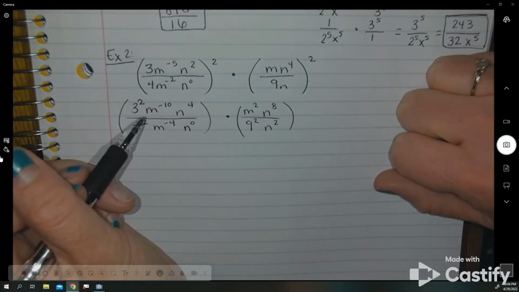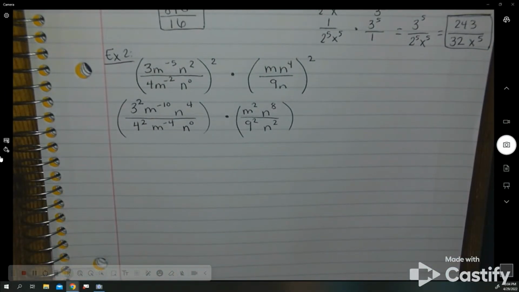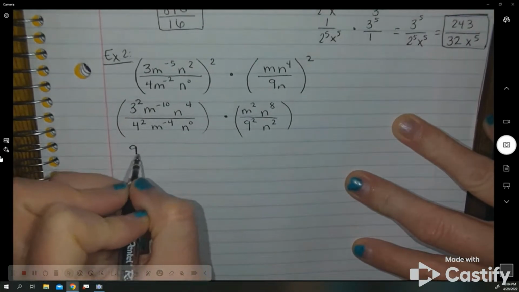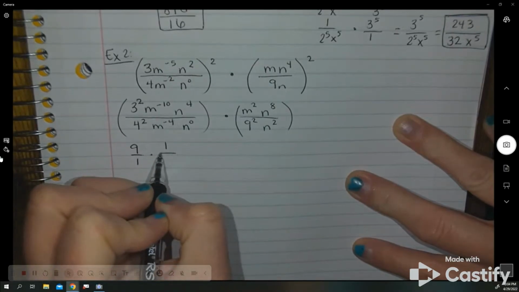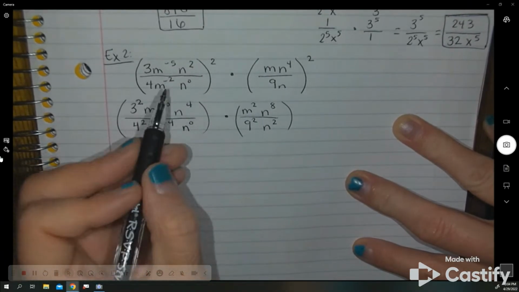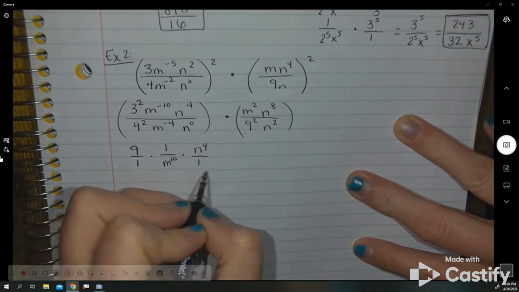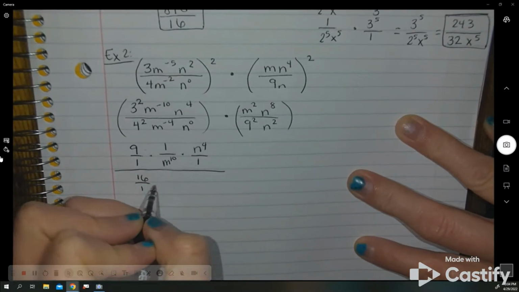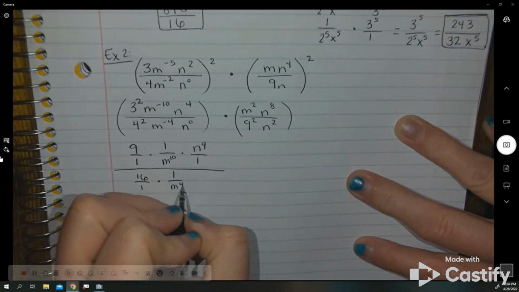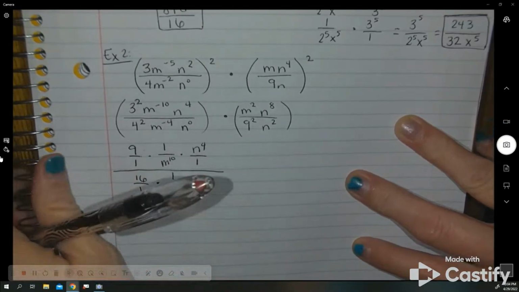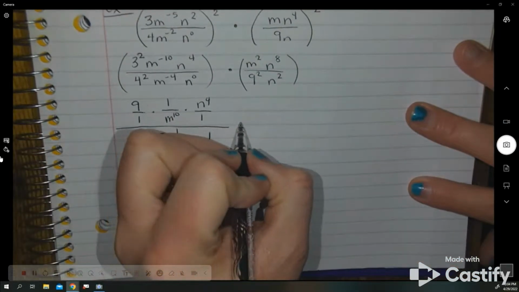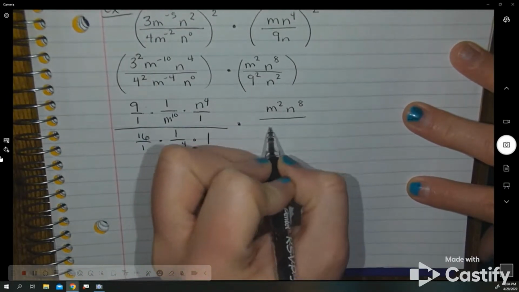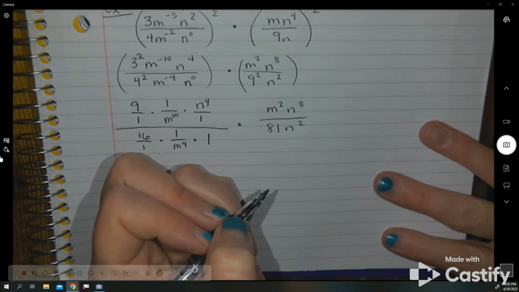Over here, because we've got some negative exponents, we're going to clean up. We're going to take it just like we've done before, the top over the bottom, so they're separate parts still. So 3 squared is 9. m is going to be 1 over m to the 10th, times n to the fourth over 1. And then we have 4 squared, which is 16, times 1 over m to the fourth, because that fourth is to the negative, times 1 whole. All right, and we haven't changed much over here. So we've got m squared, n to the 8th, over 81 n squared.